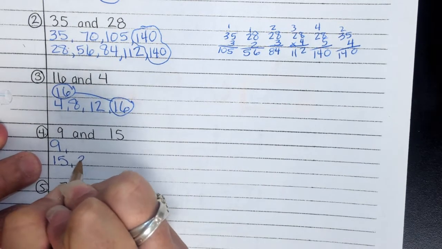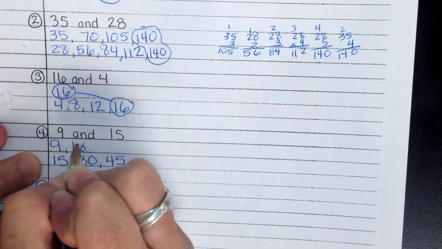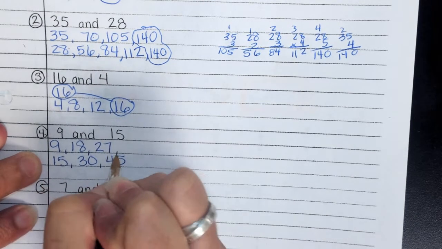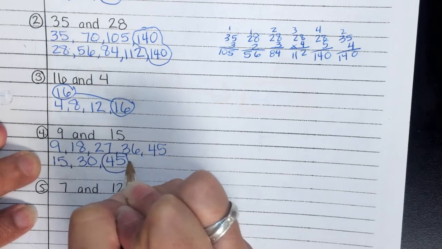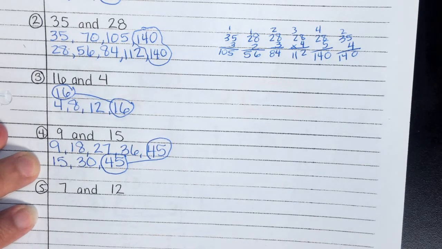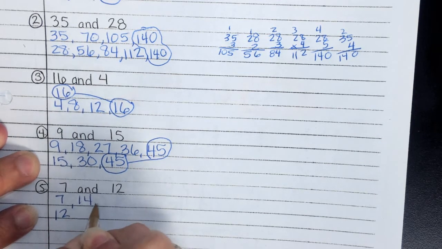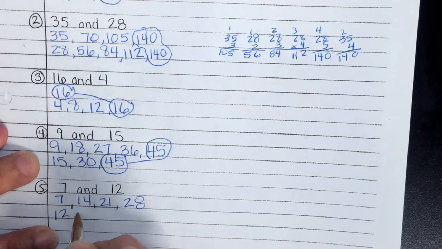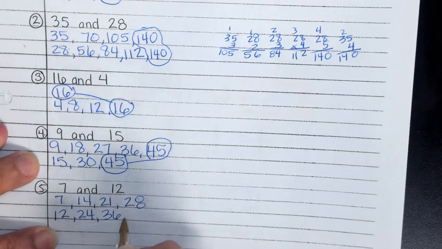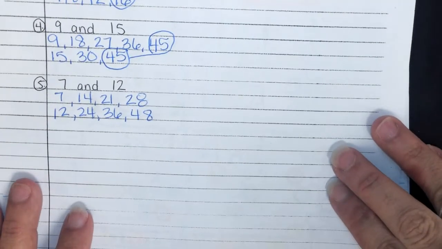45. 45, yeah. 15, 30, 45. If you know your nines tables, then 45 should kind of jump out at you. Just keep counting by 7s and 12s. Oh yeah, this is way easier. Especially the ones that are basic multiplication tables. The only reason I can do these two so fast is I know that multiplication table.